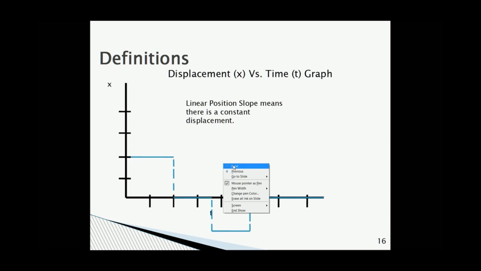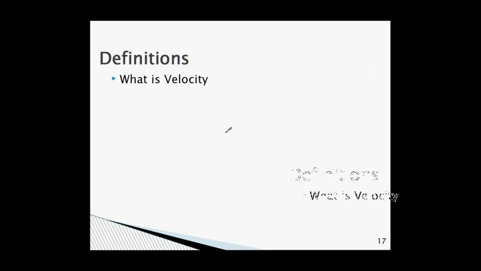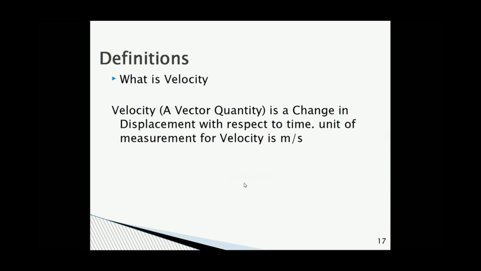What is velocity? Velocity, which is a vector quantity, just like displacement and just like gravitational force, is a change in displacement with respect to time. Its unit of measurement is meters per second.